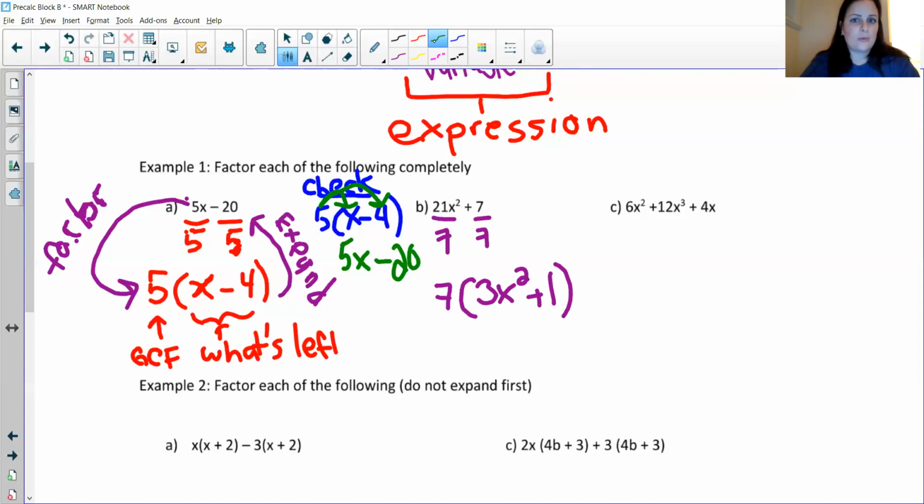Okay. Now let's look at this last one. Ooh, there's 3 terms. Moment of panic sets in. What do you notice about all 3 terms? First of all, don't panic. Break it down. Focus on just the numbers first. What number goes into 6, 12, and 4? The greatest number that goes into all 3 of those numbers. You might want to say 6, but 6 doesn't go fully into 4. The greatest common factor for the numbers is 2. So we're going to divide all the numbers by 2.